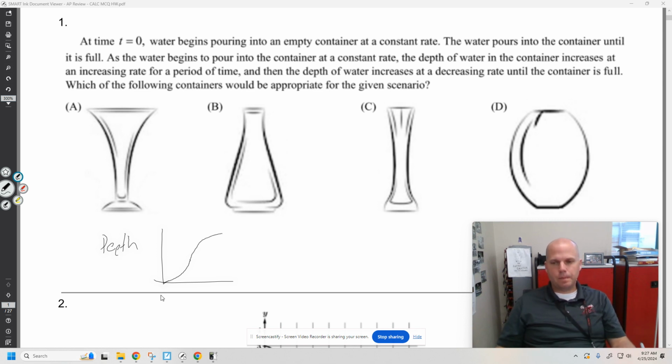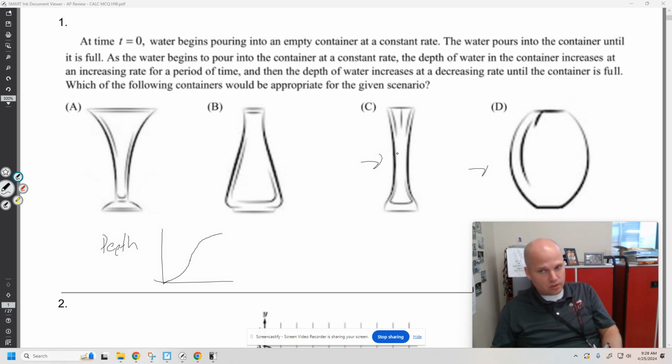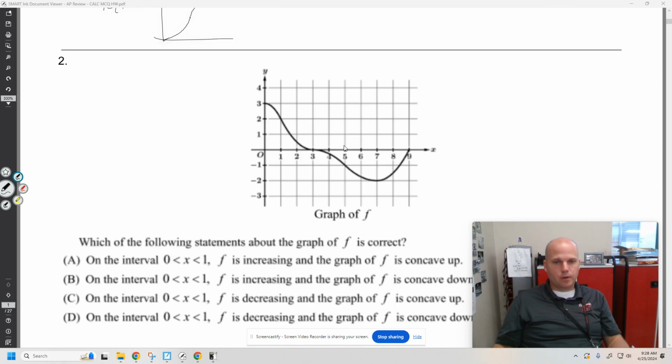So we're talking about slowly increasing depth to faster increase of depth to slower increase of depth. It's really between D and C. We could see wider means the depth would increase slower. Narrower would mean the depth increases faster to wider. Let's see. Calculator didn't help you on that one.